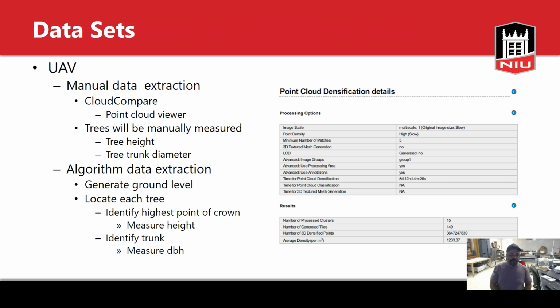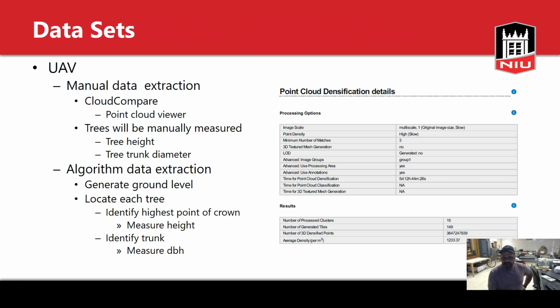Now, once we have those point clouds, we will need to manually extract our data. This is being done in CloudCompare, which is an open source software program. It's specifically designed for point cloud manipulation and analysis. The trees will be manually measured by me for this first section. I will go in and manually measure the tree height and the tree trunk diameter.